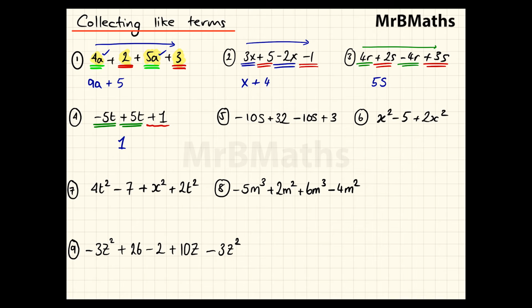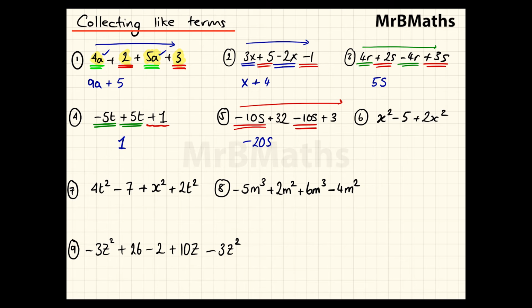For number 5, I'm going to start again with the first term, which is minus 10s. Scan left to right for other s terms. So minus 10s, and that's all I've got. So now I do minus 10, which gives me minus 20s. Okay, remember the number line, which direction it goes. And then I move on to my next term.